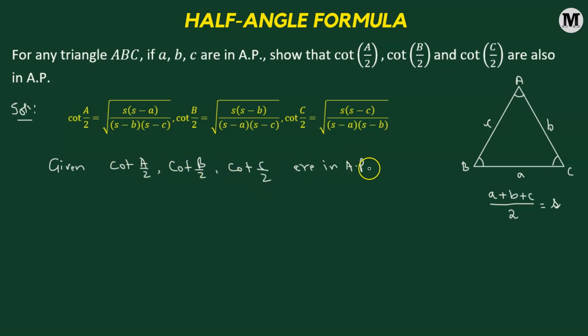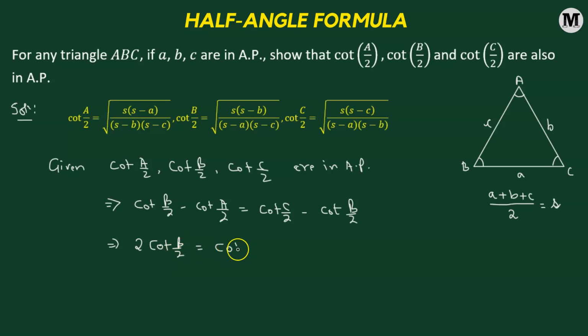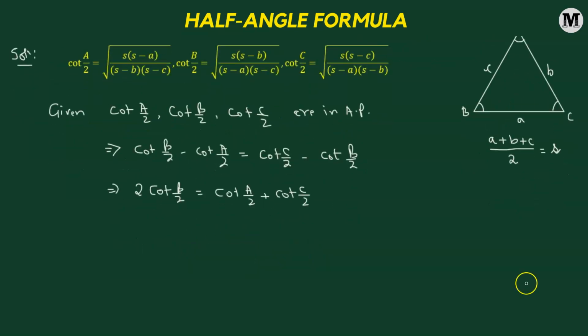If they are terms of an arithmetic progression, then we can immediately say that cotangent of B over 2 minus cotangent of A over 2, that means we take the second term and from it subtract the first term, is exactly the same as taking the third term, cotangent of C over 2, and from it subtracting the second term, cotangent of B over 2. They have a common difference. Or in other words, 2 times the middle term, cotangent of B over 2, is equal to the sum of the first term and the third term, cotangent of C over 2. Since we have the formula for each of the cotangent functions, let's use them.